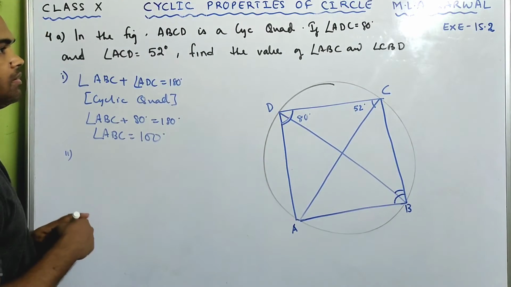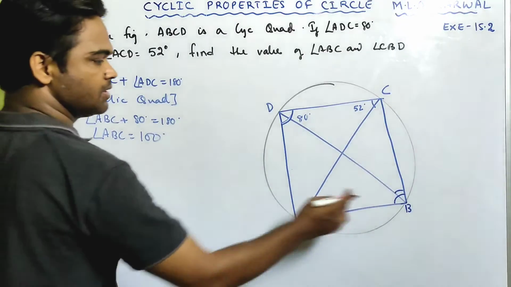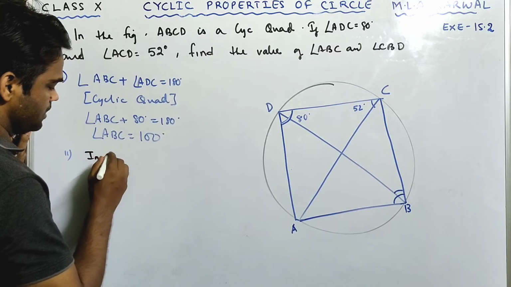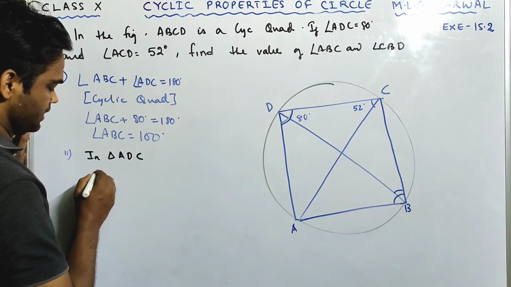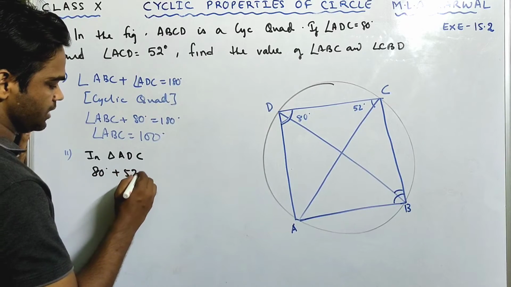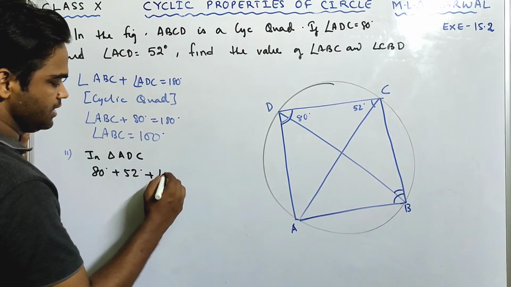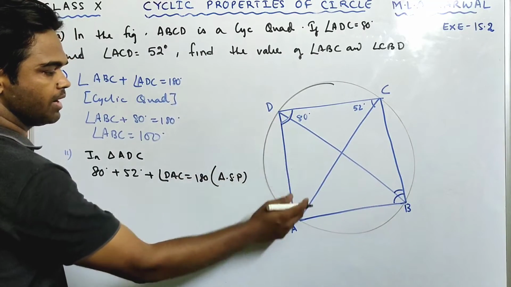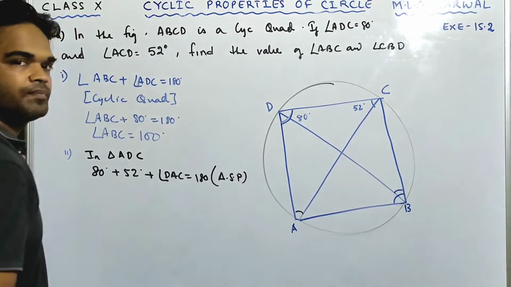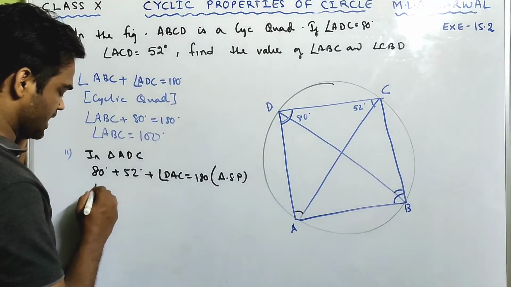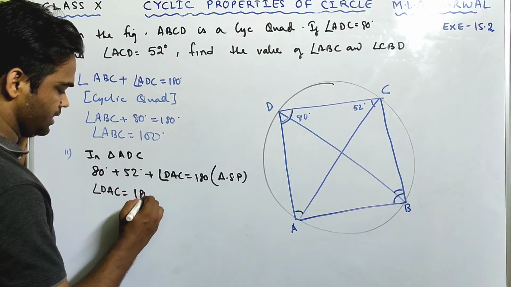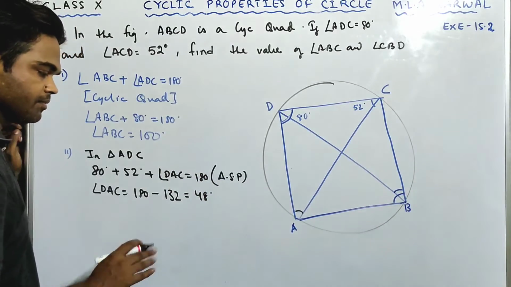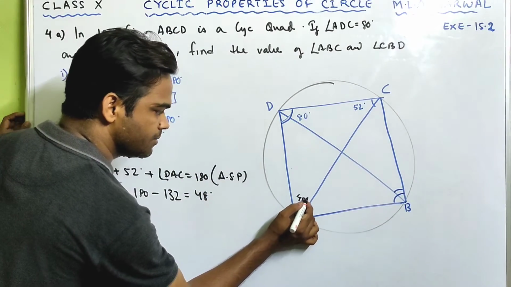Find angle CBD, which means this angle. First of all look, in triangle ADC, look carefully, 80 degree plus 52 degree plus angle DAC will be 180. Angle sum property, all three angles together give 180 in this triangle. Okay, angle DAC will be 180 minus 132, that's 48 degree. So this 48 has come out.